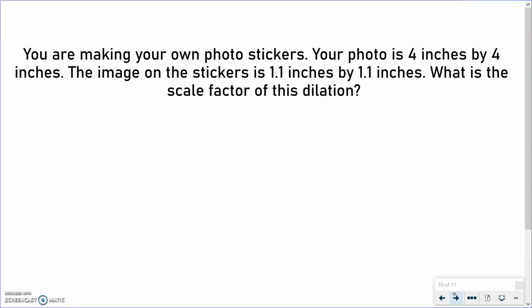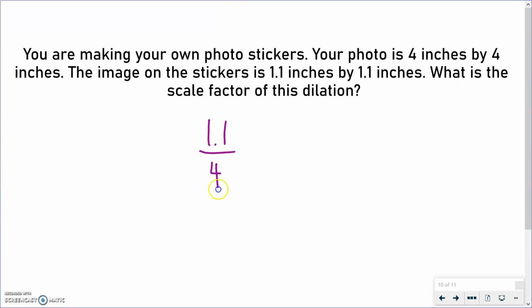All right. One last one that doesn't have to do with a graph, and it doesn't have to do with a diagram. So it says you're making your own photo stickers, which we all love, photo stickers and stickers in general. It's 4 inches by 4 inches, and the image on the sticker is 1.1 by 1.1. What is the scale factor? So we're going from your photo to the stickers, and so the sticker's size would go on top.